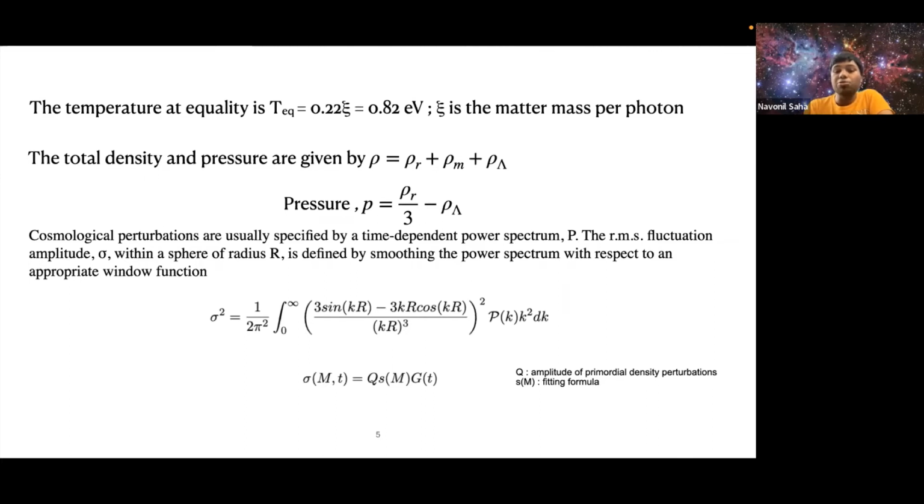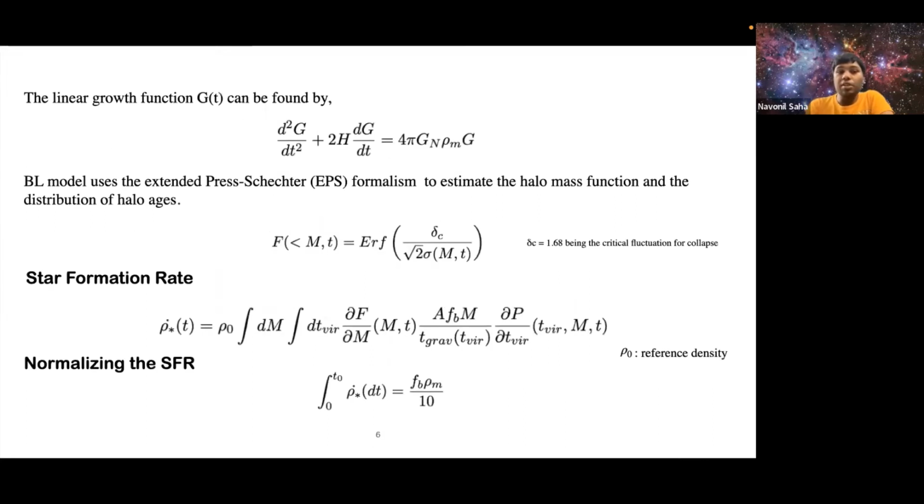That is q s m into g of t, where q is the amplitude of the primordial density perturbations, and s m is the fitting formula which the BL model uses. From this, we get the linear growth function g of t, which is given by a differential equation, as you can see. By solving this, we can find the linear growth function g of t.